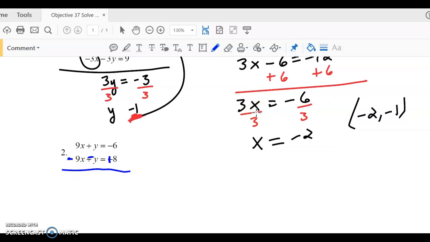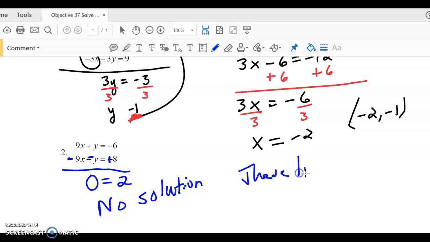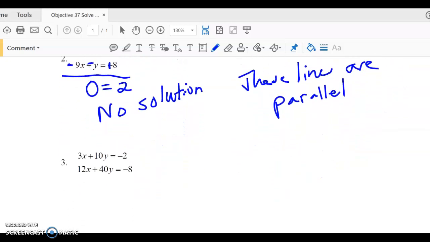y plus negative y cancels out. I get 0 equals negative 6 plus 8, which is 2. 0 equals 2. Now that's a special case. Does 0 equal 2 make any sense? No, it does not. So this is a no solution case. If you were to graph these, the lines are parallel. Let's move on to number 3.